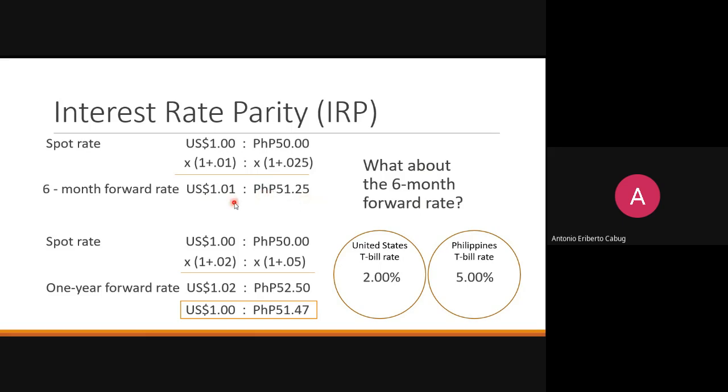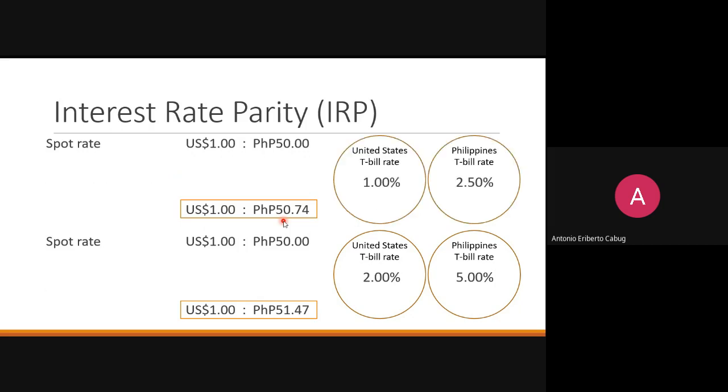Expressing it per US dollar, 1 US dollar divided by 1.01, 51.25, is equal to 50.74. 1 US dollar is equal to 50.74. Okay? So, magkaiba man ang interest rate sa dalawang ekonomiya, sa dalawang bansa, at the end of the day, mangyayari pa rin dyan, magpapantay. No? Magpapantay yung kita mo. Sino ang mag-a-adjust? Yung exchange rate sa future.